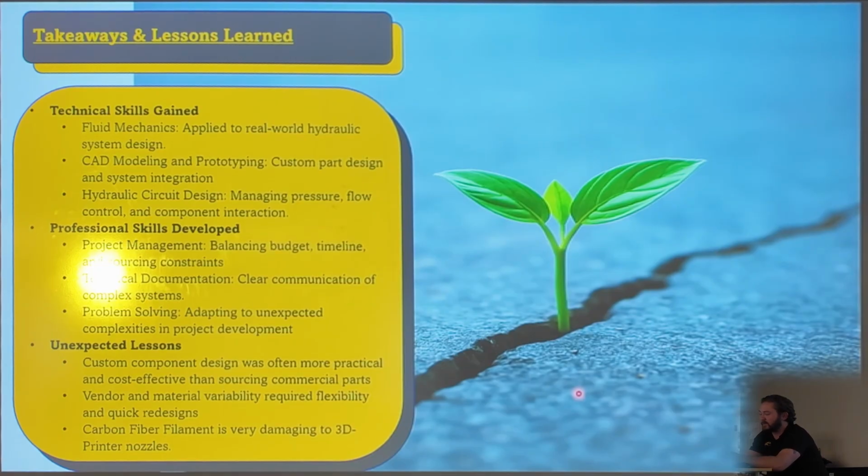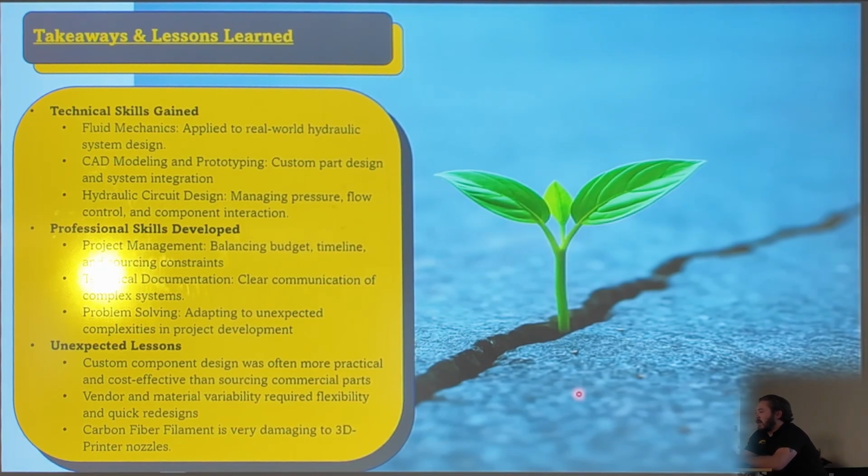Technical documentation, being able to take your engineering explanations of things and make them more understandable to someone that is unfamiliar with your project, is very important. That's something that I was able to learn through this project, as we had to essentially report on our progress every single week. And then problem solving is another professional skill that I developed further throughout this project. I was able to adapt to unexpected complexities throughout the development of the project.